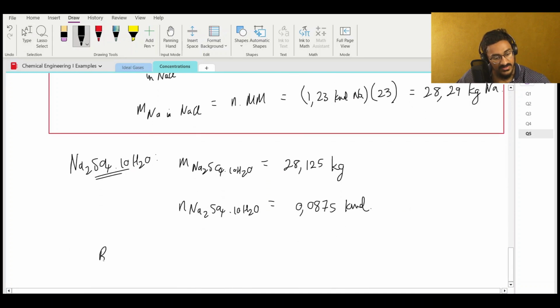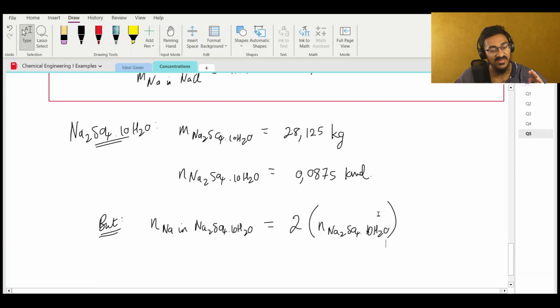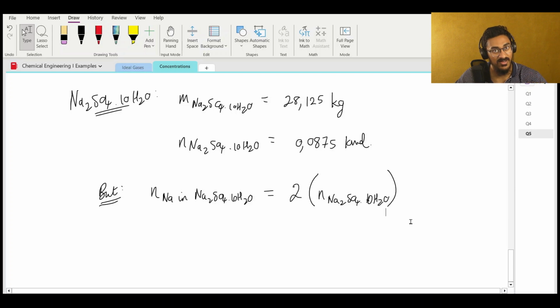Now, I can say the number of moles of sodium in Na2SO4.10H2O is equal to 2 multiplied by the number of moles of sodium sulfate. So I hope you are with me on the same page. If I'm re-explaining this for the 10th time, I'm really sorry, but sometimes you just need it explained to you one extra time and then it all comes together.